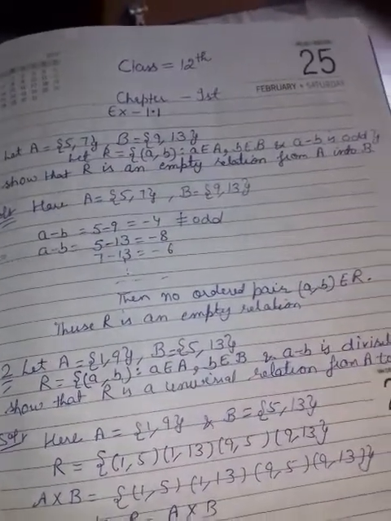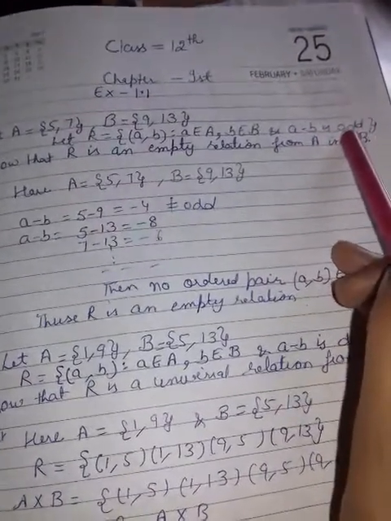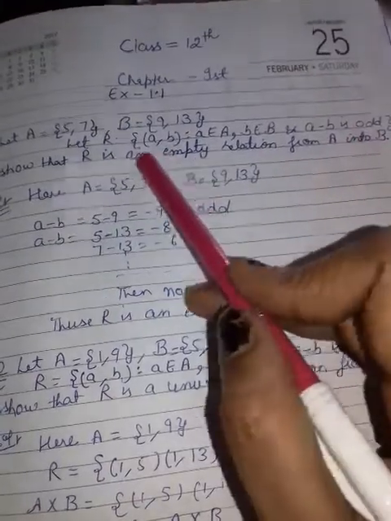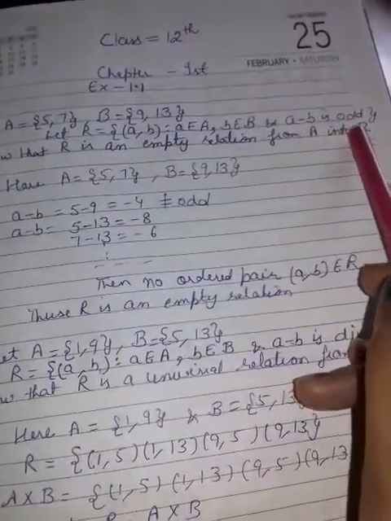If you are getting any ordered pair which is suitable to this, then you can say it belongs to R, but this is empty. No ordered pair is coming where the subtraction will be odd.